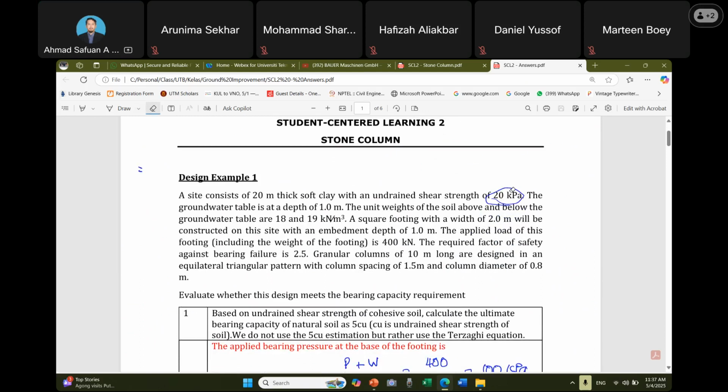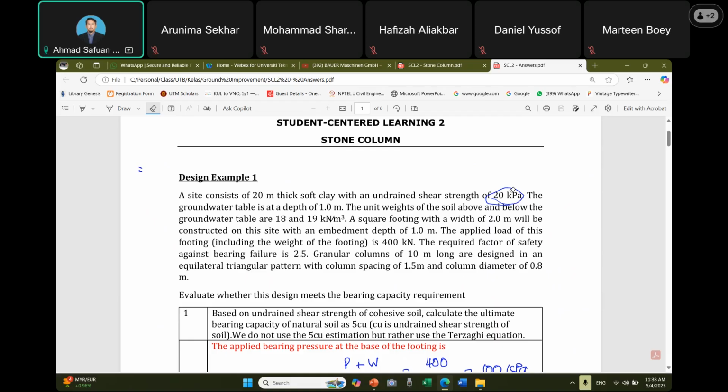Later on, we edit to remove the 20, the circle. The groundwater table is at a depth of 1 meter. So the unit weight of the soil above and below the groundwater is 18 and 19. A square footing with a width of 2 meter will be constructed on this site.